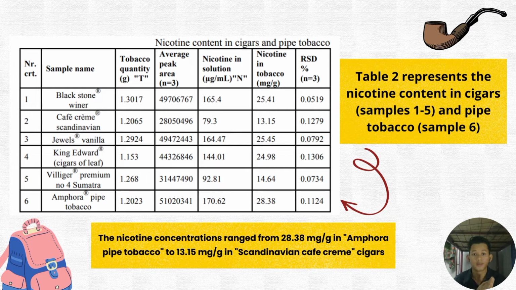goes to the King Edward cigars of leaf, which has an RSD percentage of 0.1306%, while the lowest RSD percentage goes to Blackstone Winer, which is 0.0519%.